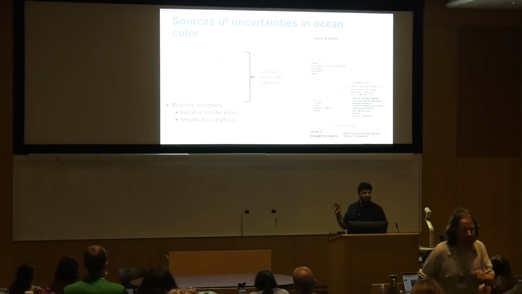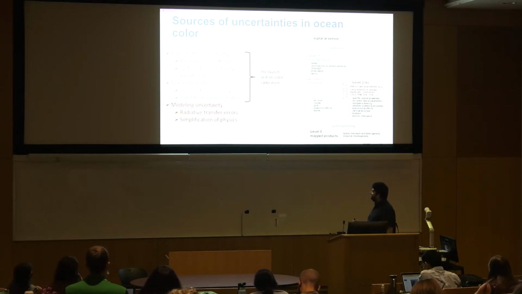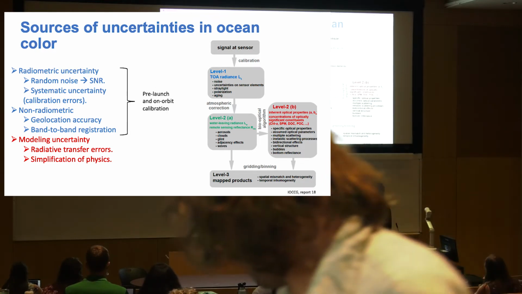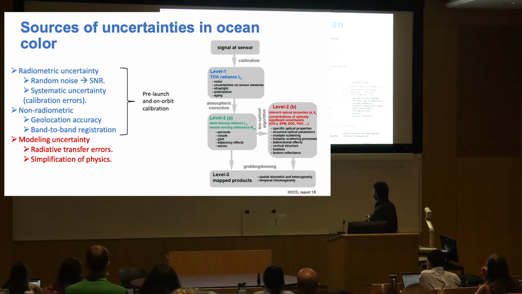So I have to fly through these slides, so my apology in advance, but I just wanted to give you a perspective about the uncertainty from the ocean color, basically how we're going to deal with uncertainty in RRS. This is a diagram that I took from the IOCCG report 18, and it describes the flow of the algorithm developments and the sources of uncertainties and so on.